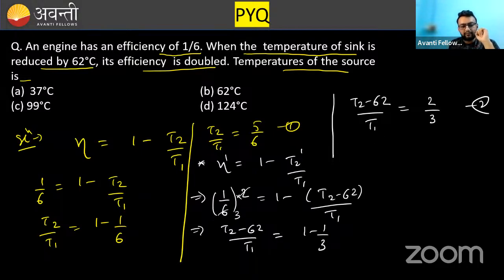How many equations have we formed? 2 equations. So if you solve these 2 equations, then we will get our answer. Is it clear? Solving is up to you. You can solve these 2 equations and you will get the answer. This is the simplest thing. Moving further. You will get the answer as C, which is 99 degrees Celsius after solving.